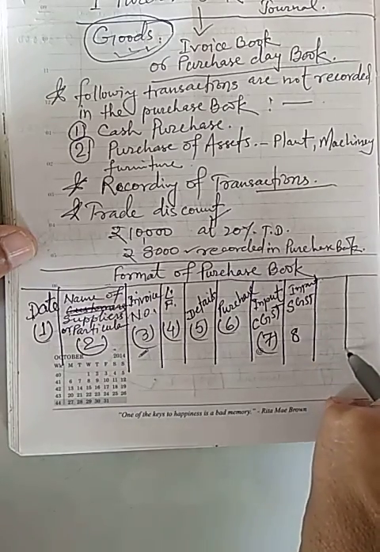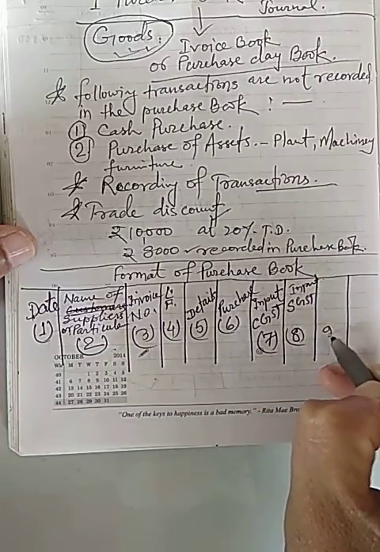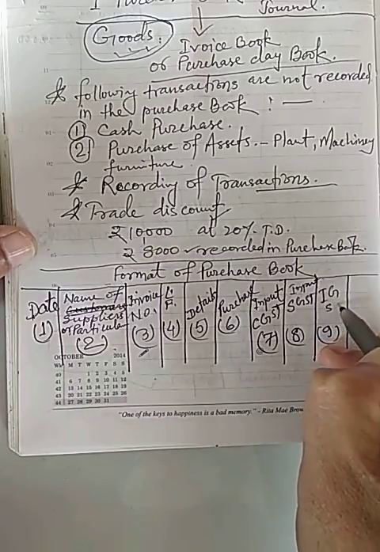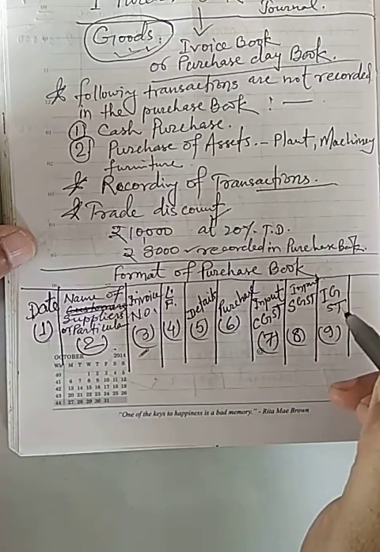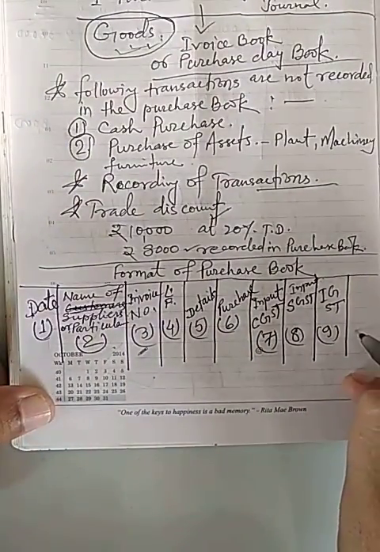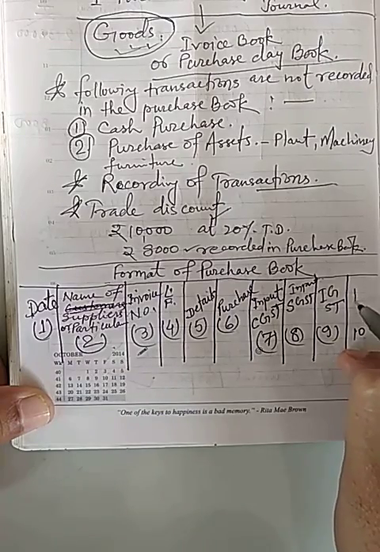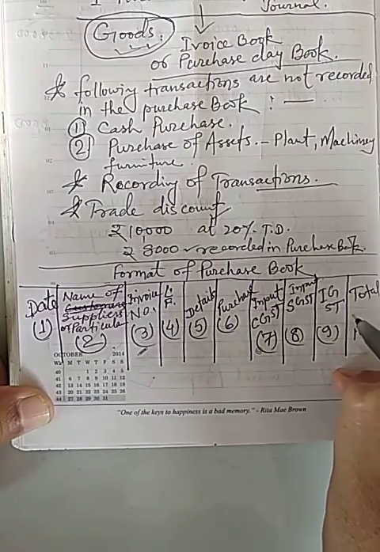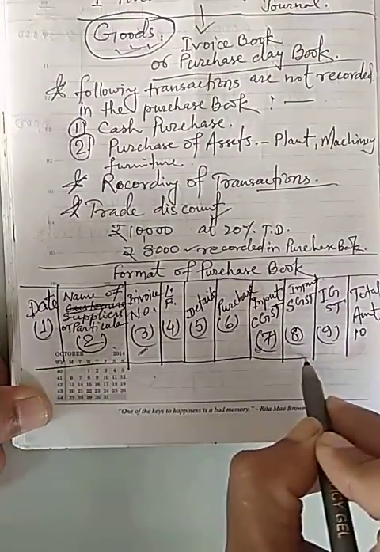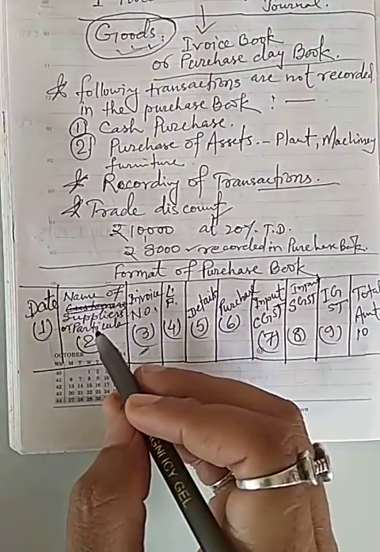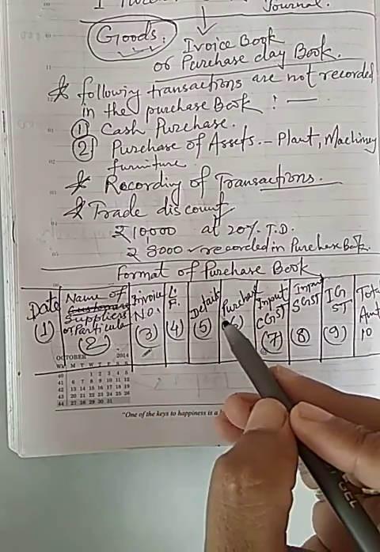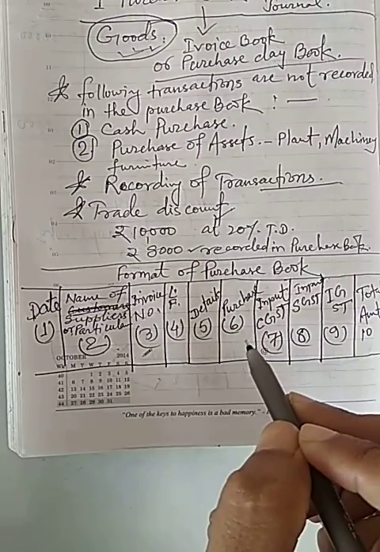Now ninth column will be for input IGST, and the last column, number 10th, will be total amount. So let us explain all the format one by one.